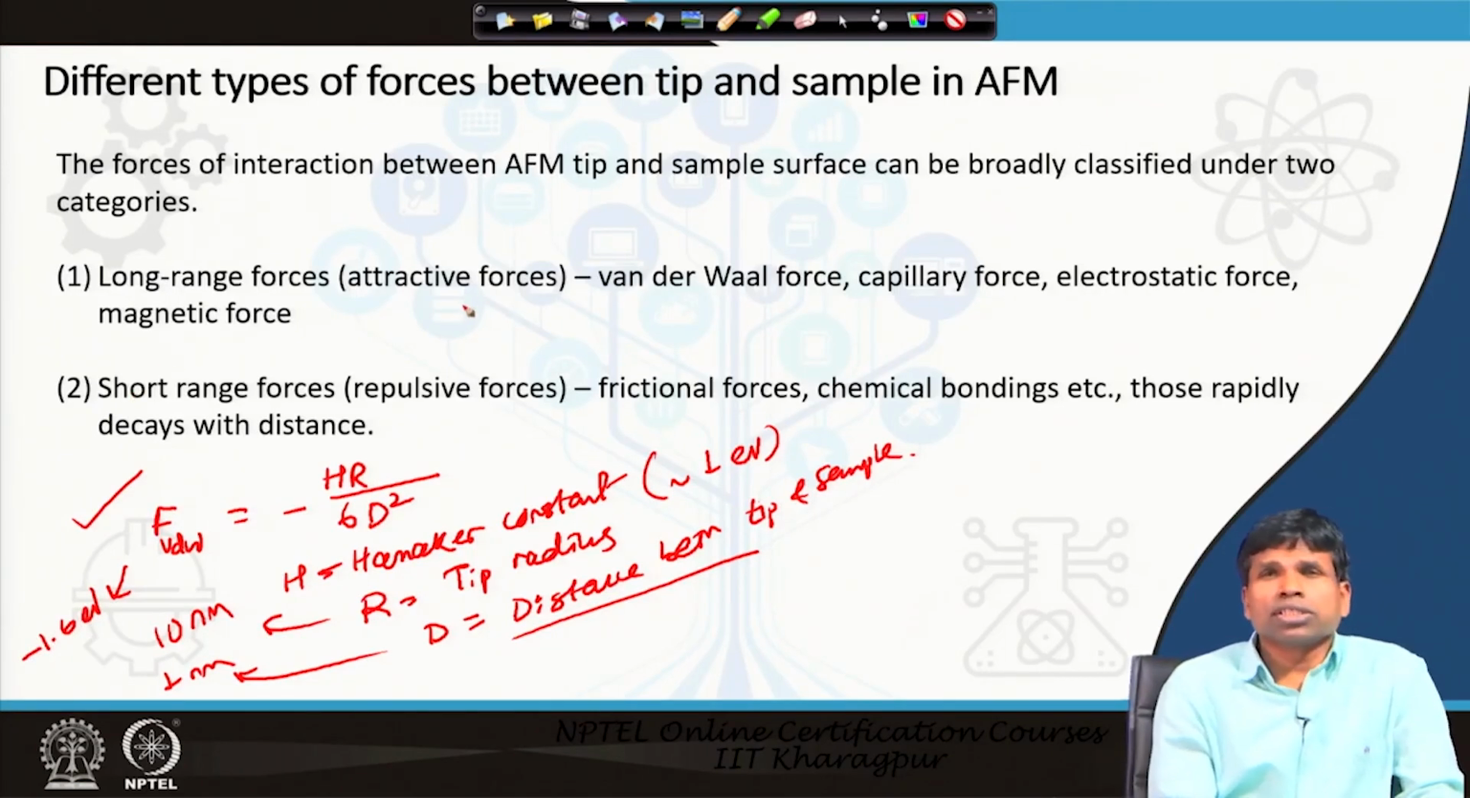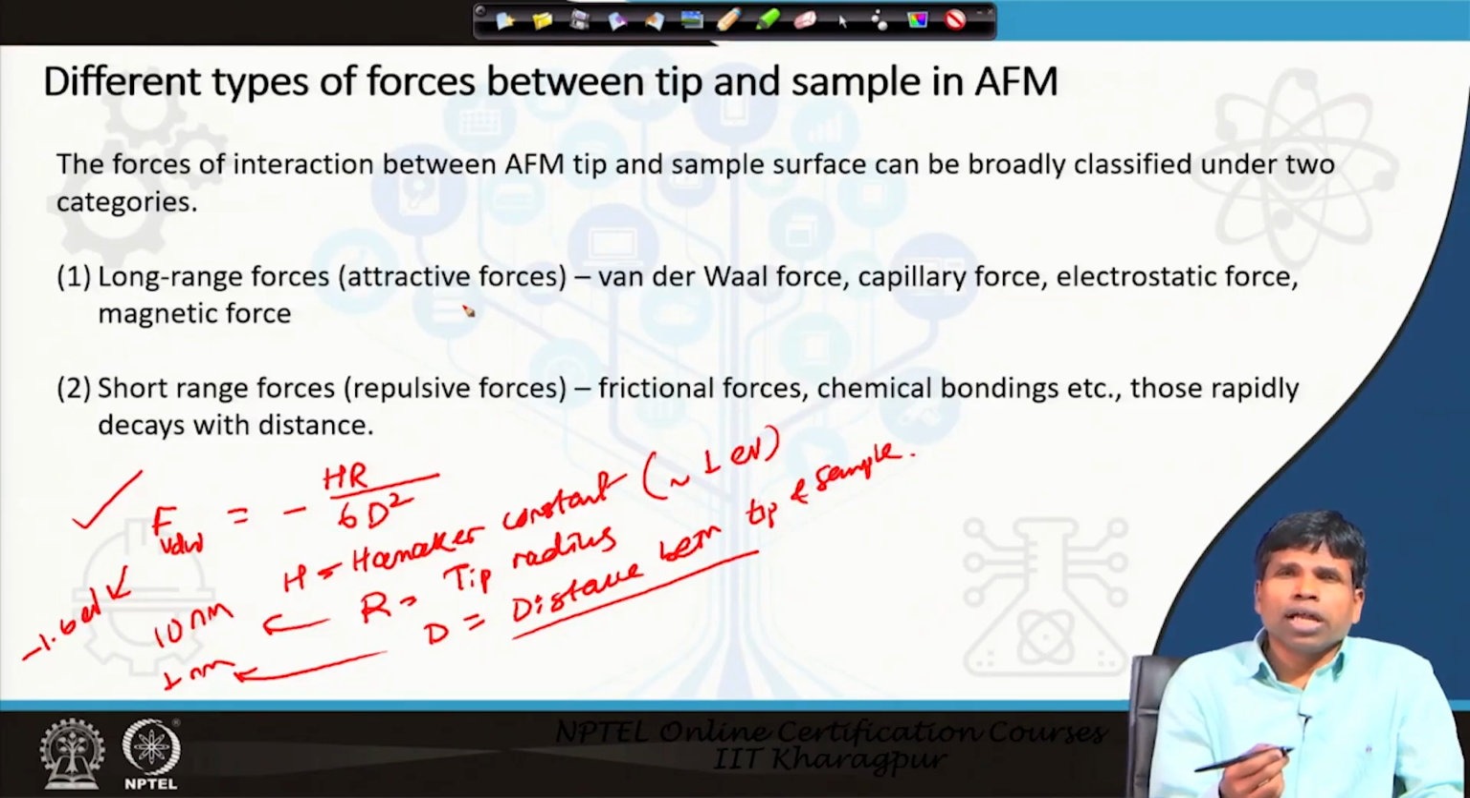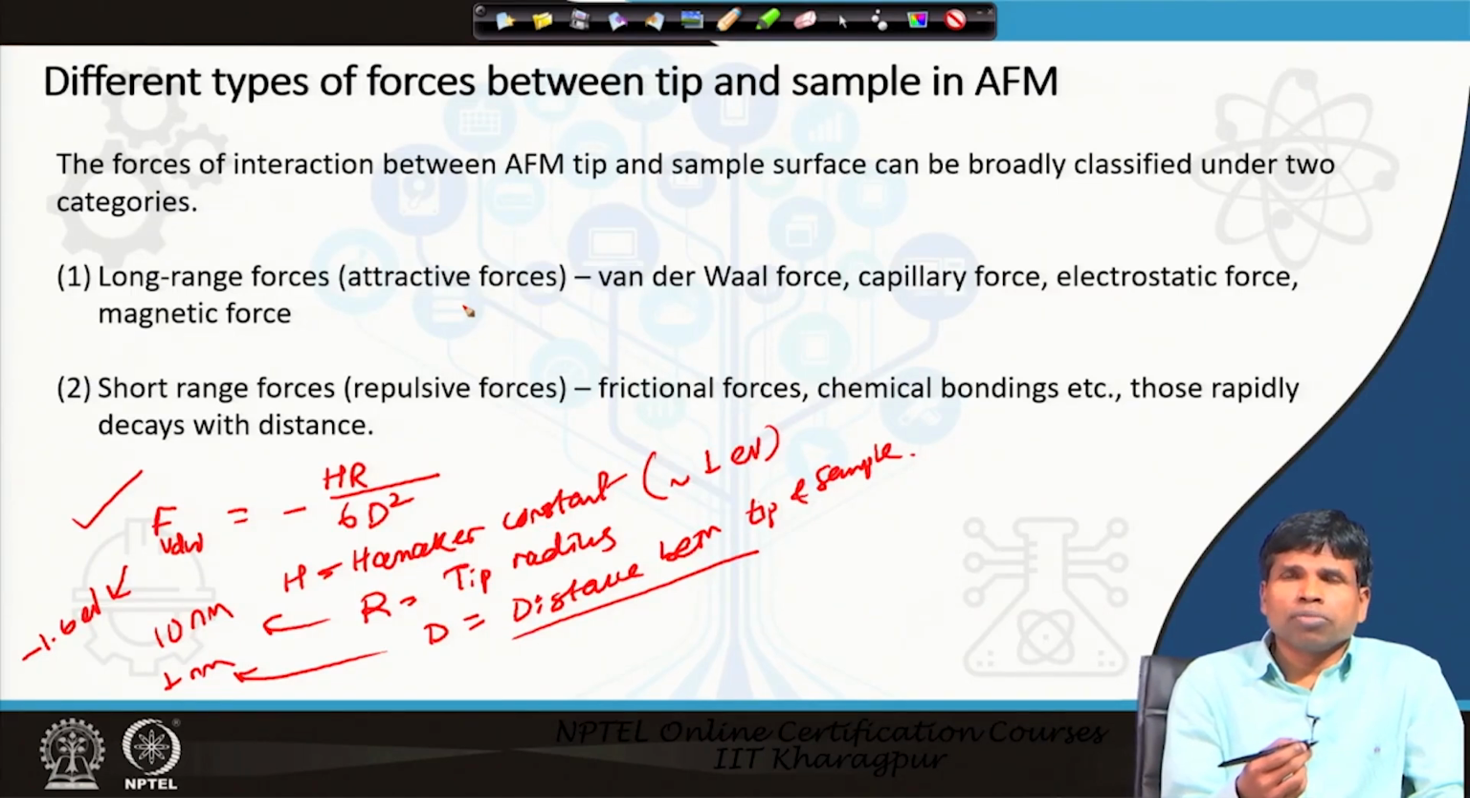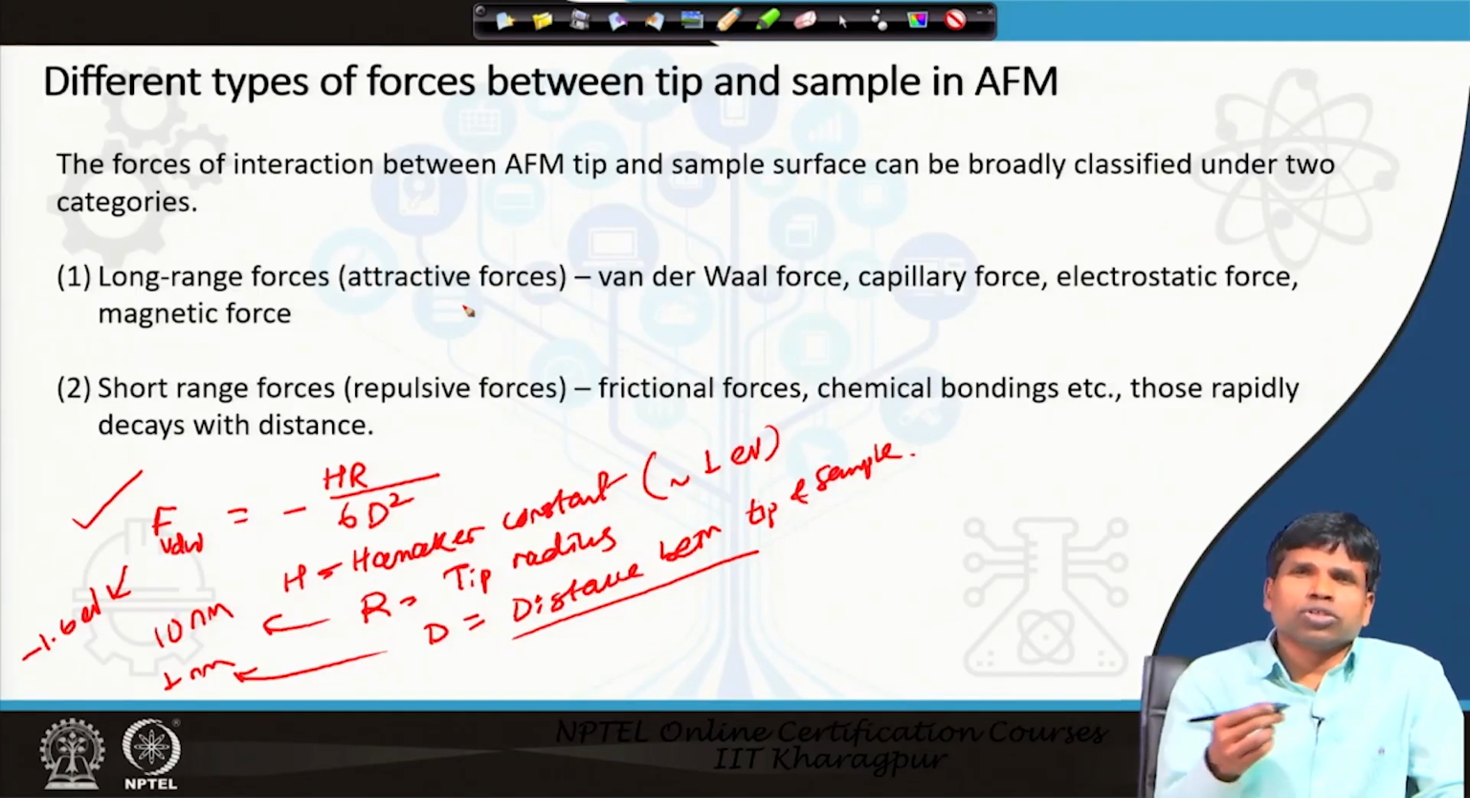Then we have repulsive forces. Repulsive forces arise due to Pauli repulsion, between the electron clouds of the atoms of the tip and the atoms at the sample surface. When they overlap, as per the Pauli exclusion principle, only 2 electrons can be placed in one state, and therefore, as those are filled, other electrons which are coming to overlap will be reflected, or they will go away from the other atoms, and thereby repulsion occurs.